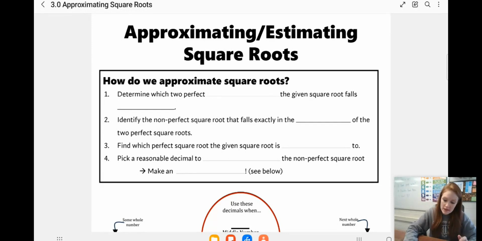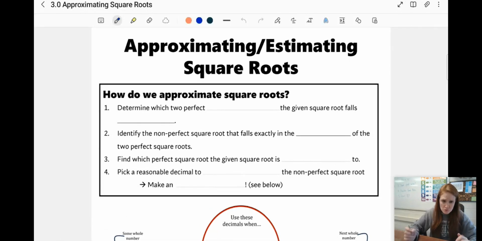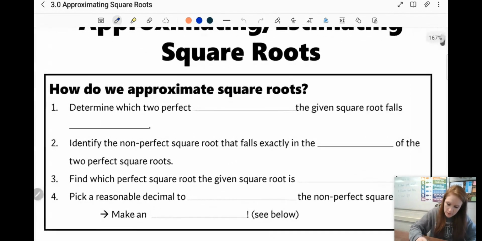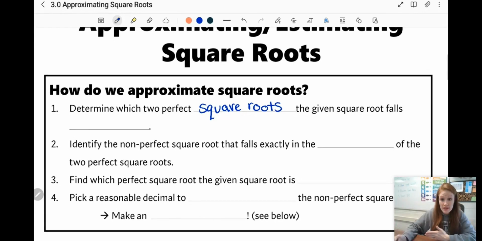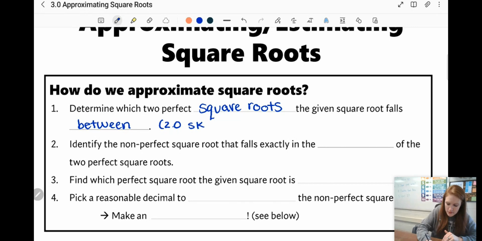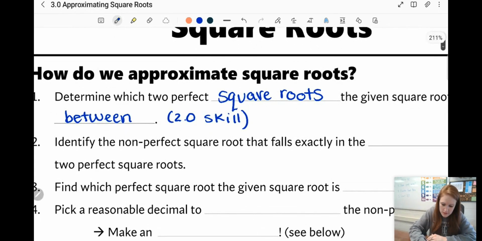Well, the first thing that we are gonna have to do is we're gonna determine which two perfect square roots, you could write the symbol or you could put out the words, which two perfect square roots the given square root falls between. Okay, and this is your 2.0 skill. That's what we've been doing the last 2 days. Okay, so can you tell me what it falls between?